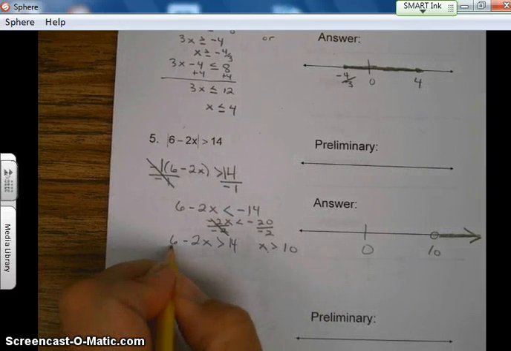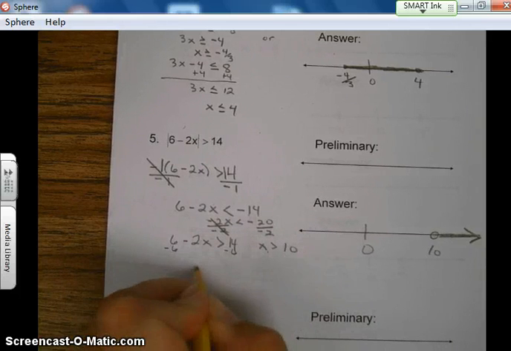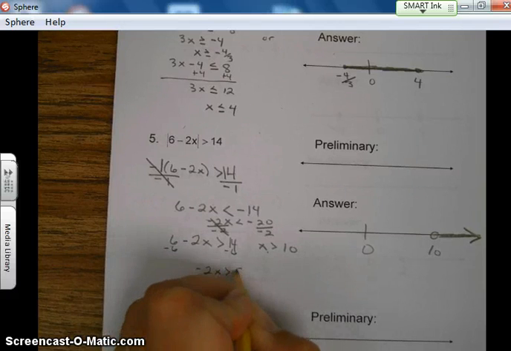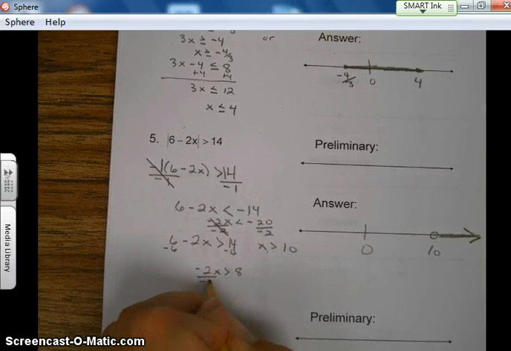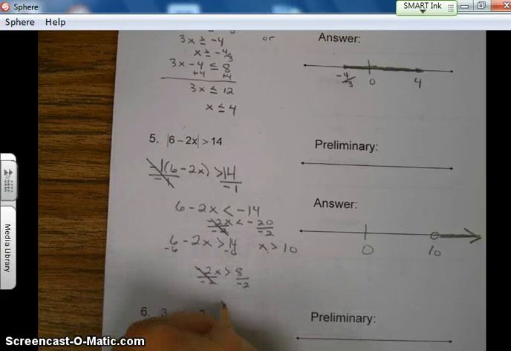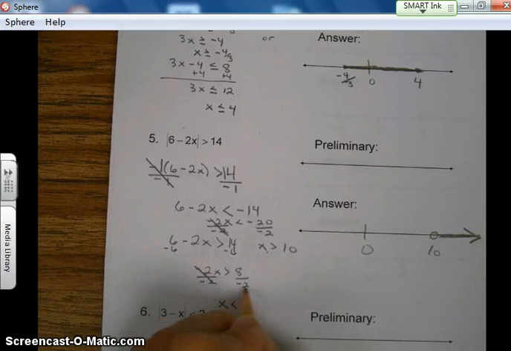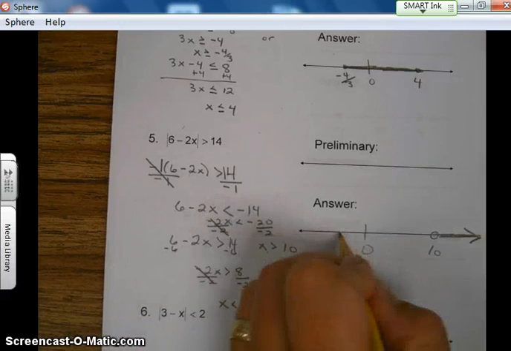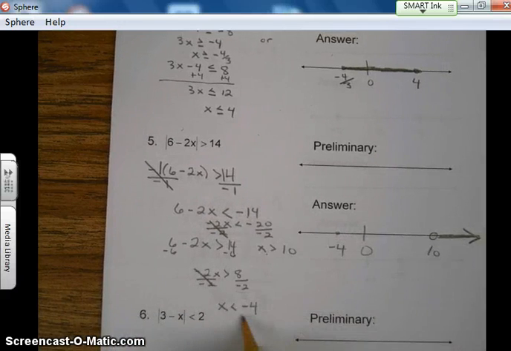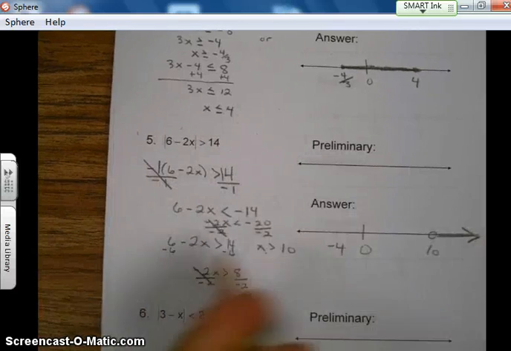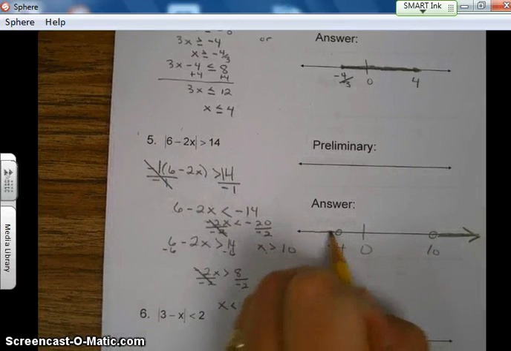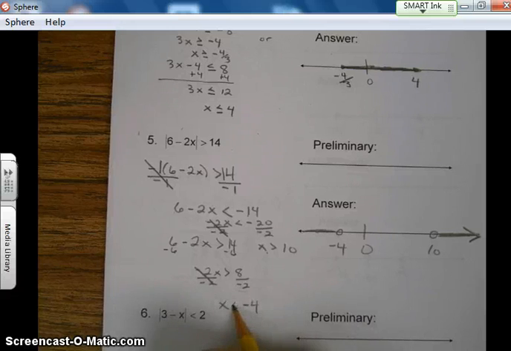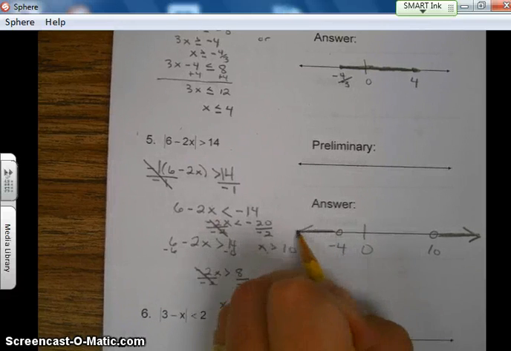Okay, subtract the 6 from both sides. So we have negative 2x is greater than 8. Divide by the negative 2. We get x, and switch the inequality, why? Divide by a negative. X is less than negative 4. So I'm going to put a negative 4 over here. No equal sign, so open dot. The solution is less than negative 4, so we shade to the left.